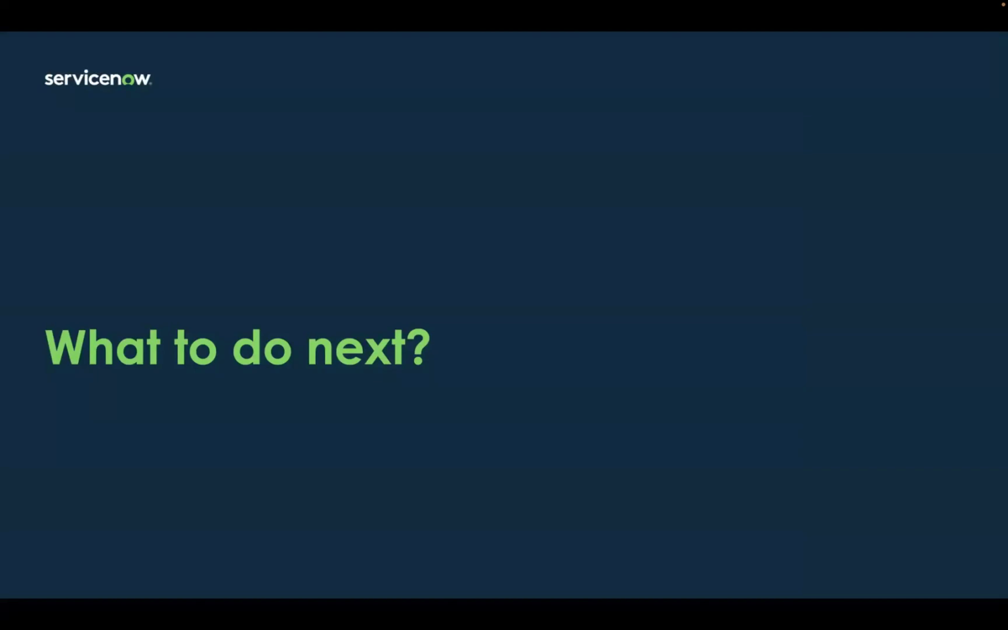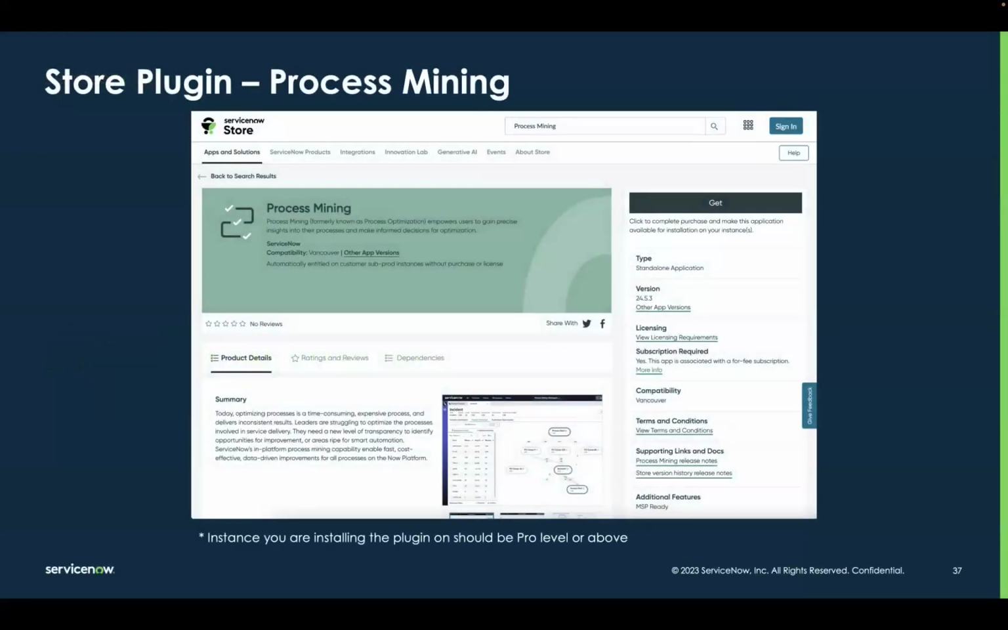And then what do you do next? Well, if you've not already turned on the plugin, you can go out and turn the plugin on. You should be turning this core process mining plugin on an instance that is pro level or above. That's like the prereq, but you turn this plugin on.